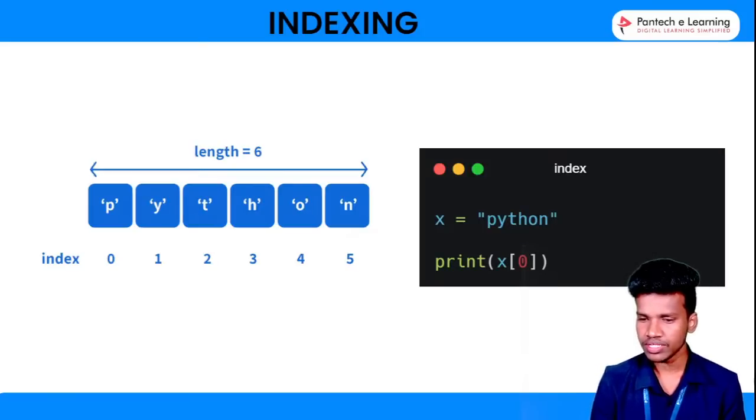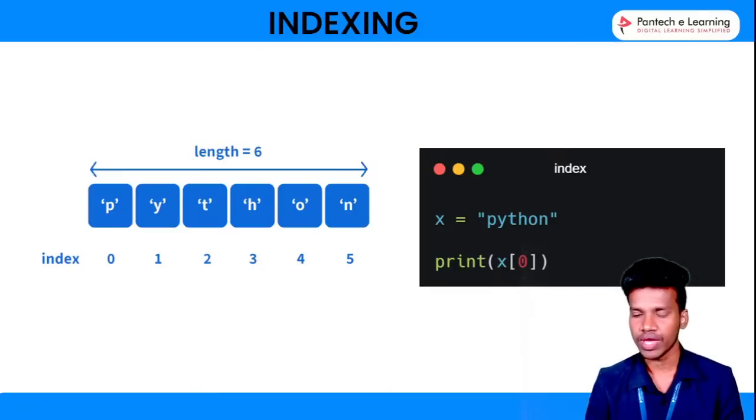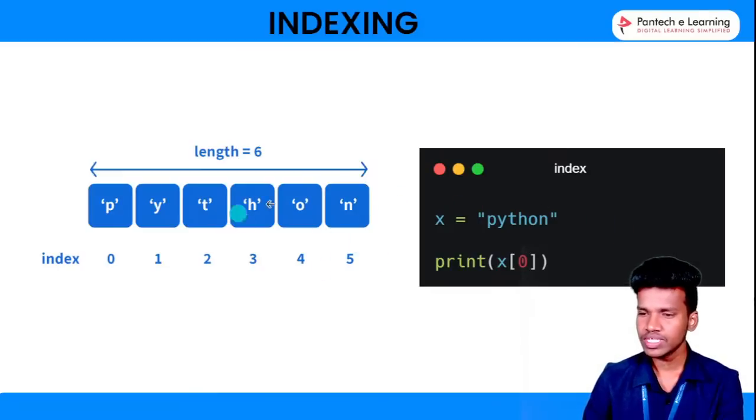In Python, 0 is also considered a kind of value. Generally, when we use numbers, 0 is not a value, right? But in Python, 0 is also considered a value. That is the reason the first character starts with 0. So P is 0, Y is 1, T is 2, H is 3, O is 4, and N is 5. Okay, this is the index number.